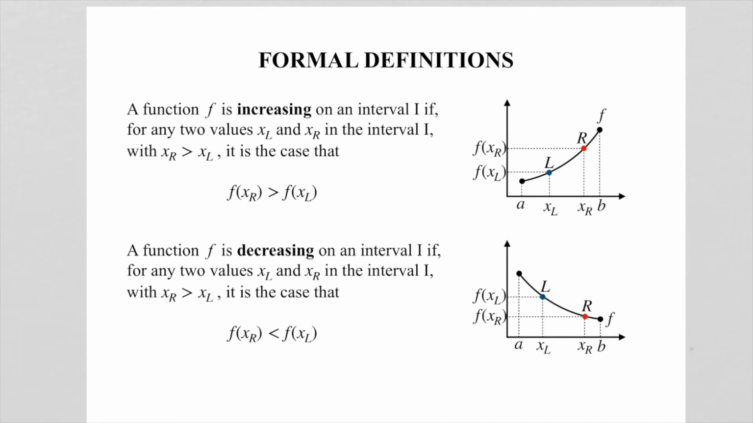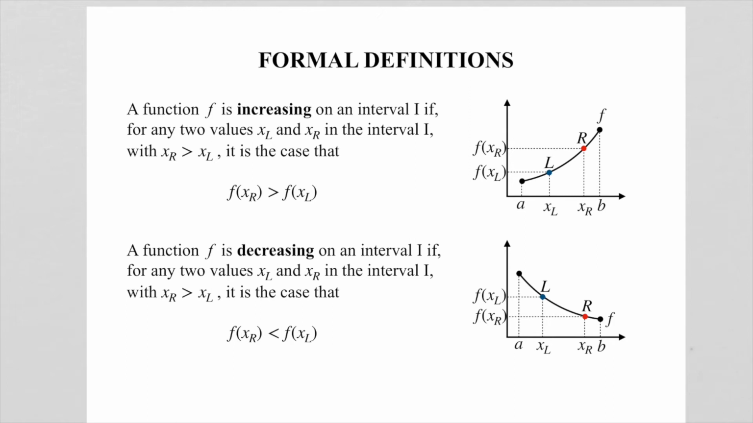A function f is increasing on an interval I if for any two values xl and xr in the interval I, with xr greater than xl, it is the case that f of xr is greater than f of xl. Now, what does this mean?